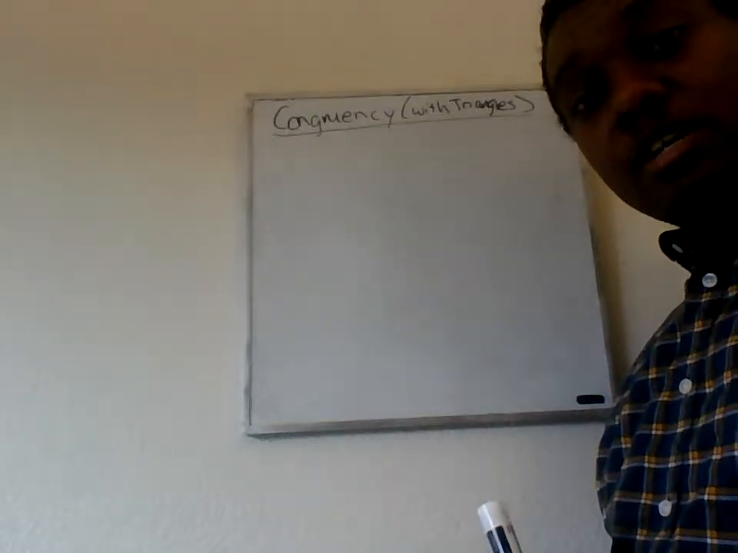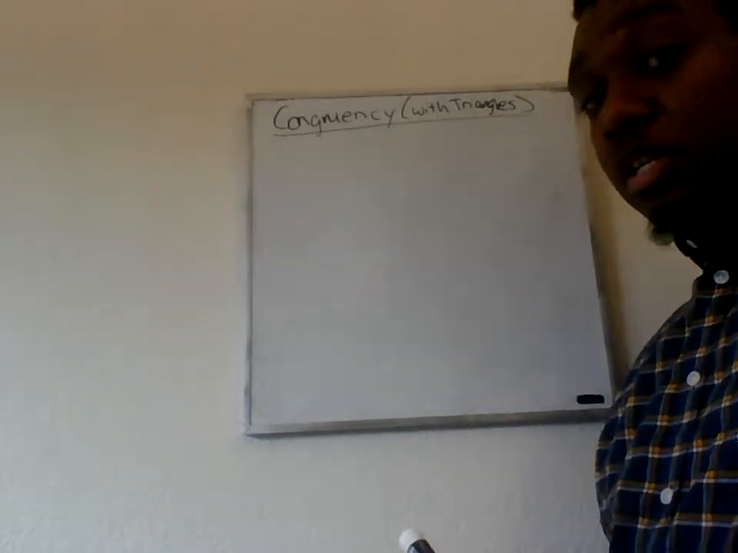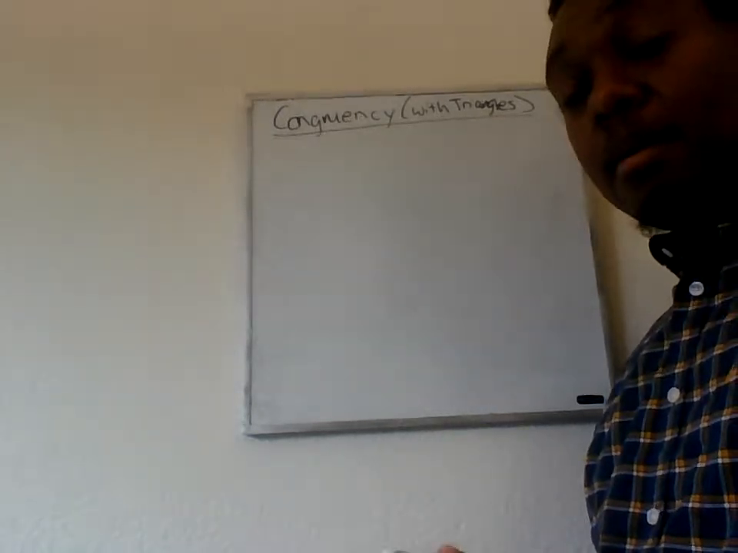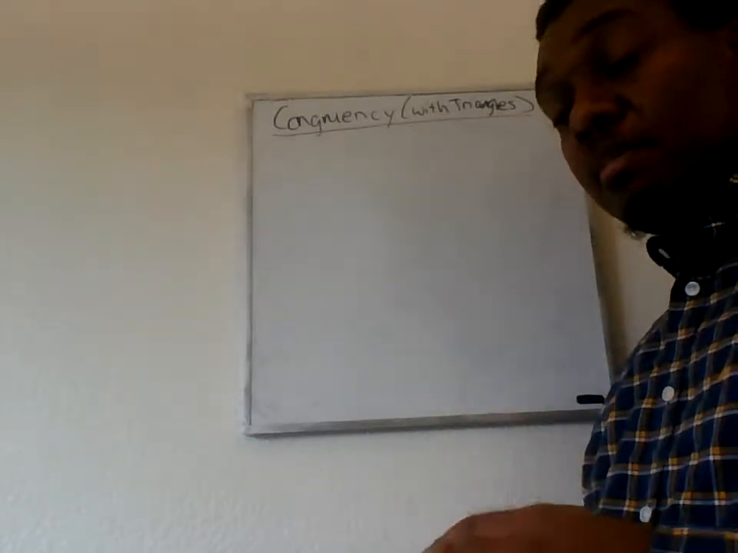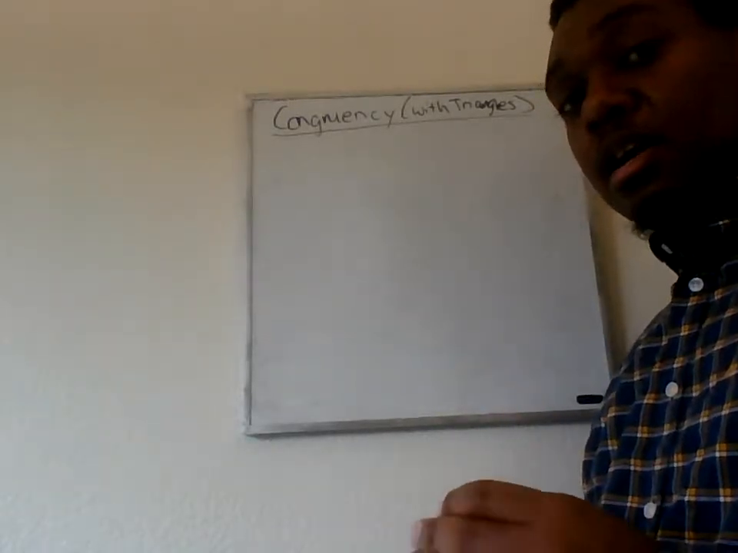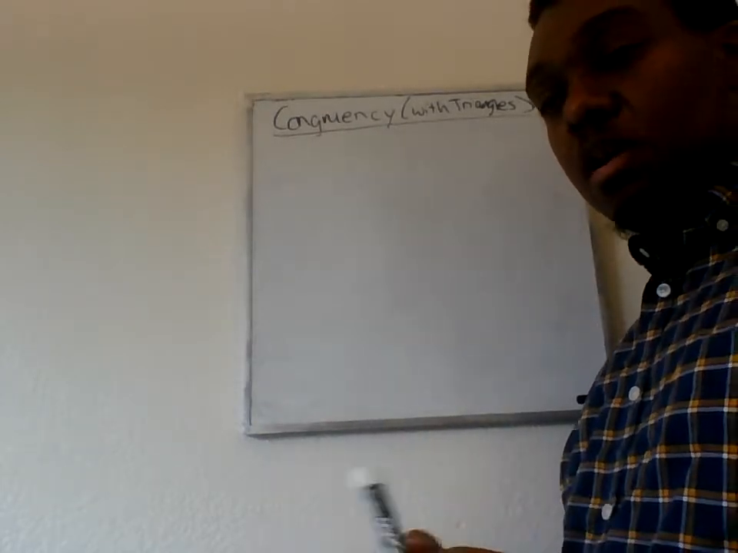Hello, and today we're going to look at congruency, particularly with triangles. So, in order for two things to be congruent, it means they have the same measurement. That has to do with the size and shape of it being the exact same. They're not equal, so to speak, but the measurements are equal.